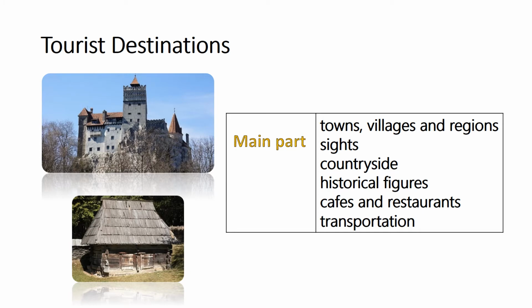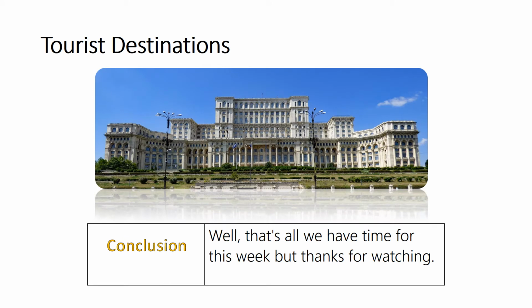In the main part of the presentation, some towns, villages and regions were mentioned, as well as castles, buildings and streets. They also suggested taking Transfagarasan Road in order to see the beautiful countryside of Romania. In addition, we were recommended to visit some cafes and restaurants. And we mustn't forget Vlad the Impaler. He was used as a model for Dracula.